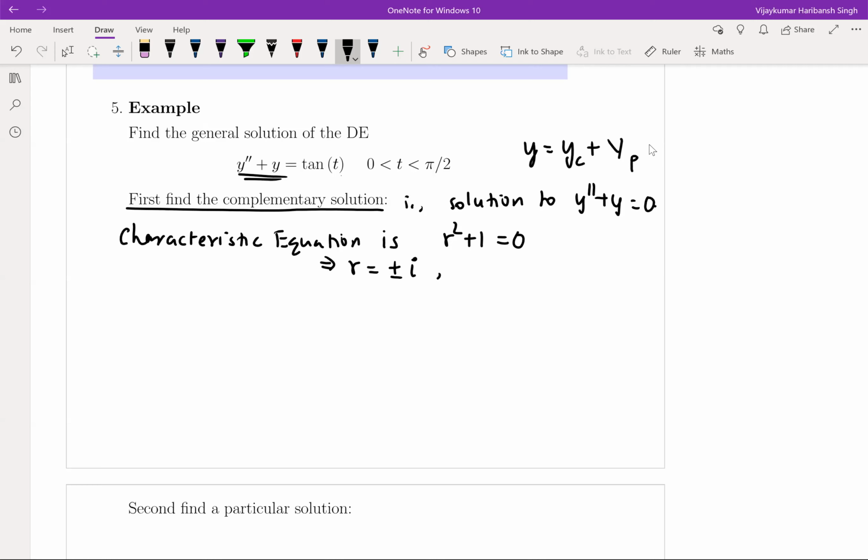In that case, you remember, lambda equals 0 and mu equals 1. Recall r was lambda plus or minus mu i. And in that case, the two fundamental solutions were given by cosine t and sine t. These are the fundamental set of solutions. We have already proved this. And any linear combination of these gives you the general complementary solution. So this is your complementary solution.